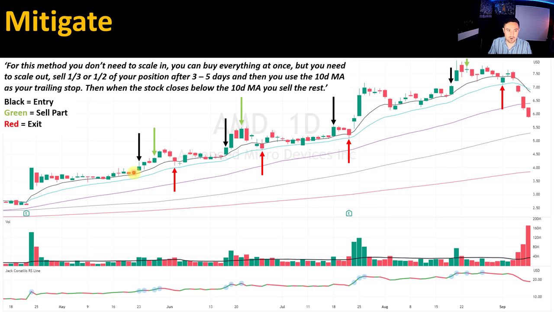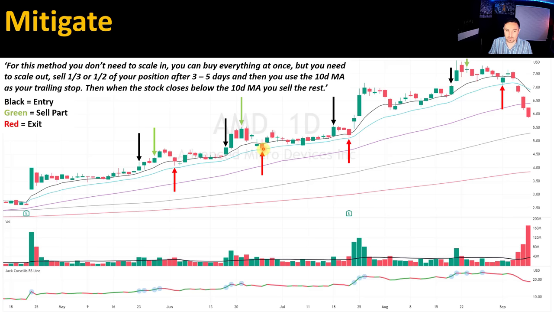So see, this would be a breakout entry here. See how tight it got in here? And then you sell one third, one half of your position after 3 to 5 days, move your stop loss to break even, and then you get stopped out here. Here, see how tight it gets in here? Here's the breakout. So one third, one half of your position, 3 to 5 days afterwards, and then you get stopped out here. Tightens back up.